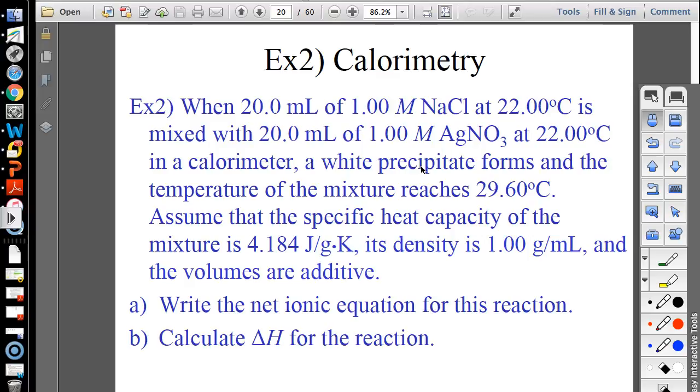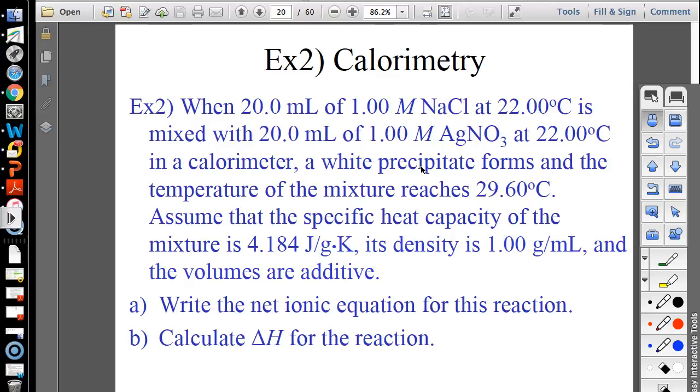So let's look at this. Let me read it to you. When 20 milliliters, so as soon as I read that, I'm like, okay, 20 grams. 20 milliliters of 1 molar sodium chloride is at 22 degrees. It's mixed with 20 milliliters of 1 molar silver nitrate at 22 degrees in a calorimeter. A white precipitate forms. In your head, you should be like, oh, that was silver chloride. And the temperature of the mixture reaches 29.6. Assume that the specific heat capacity of the mixture is the same as water, and the density is the same as water. That's very common. That will always be like that. And you can always assume again that the calorimeter doesn't absorb any heat.